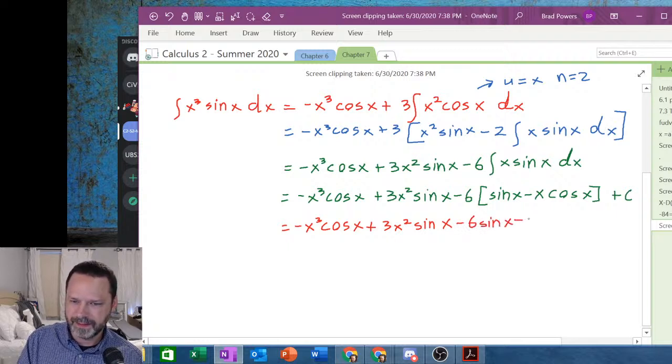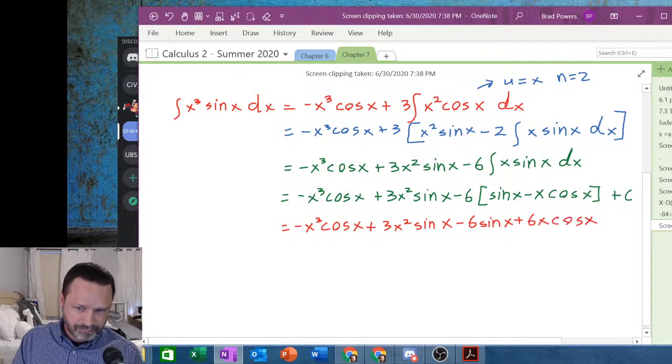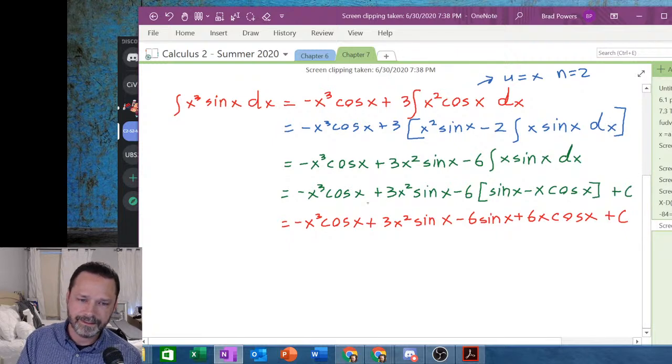Sine x minus plus 6x cosine x plus c. I'm looking at it and I'm not seeing much other simplifying steps that could be done. So I would say we are done. That's it. That is it. Done, done, done.